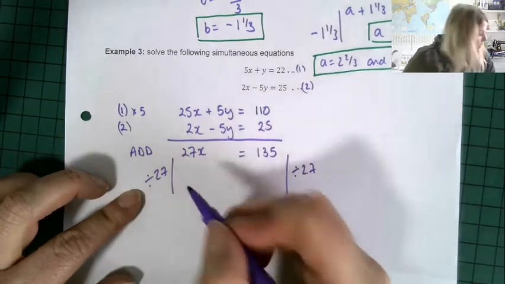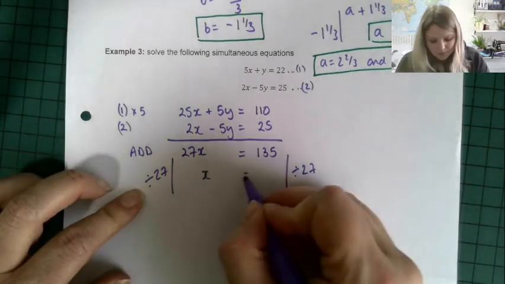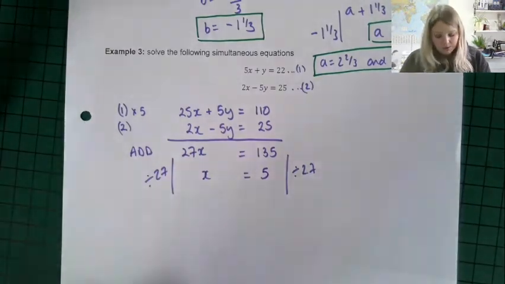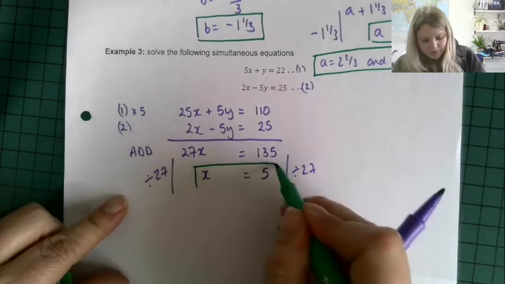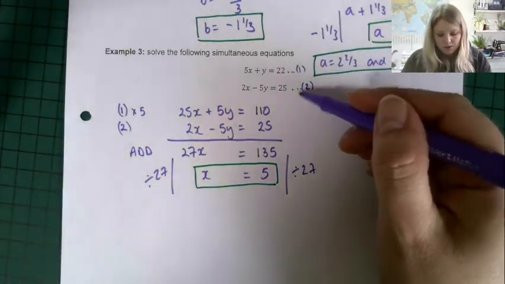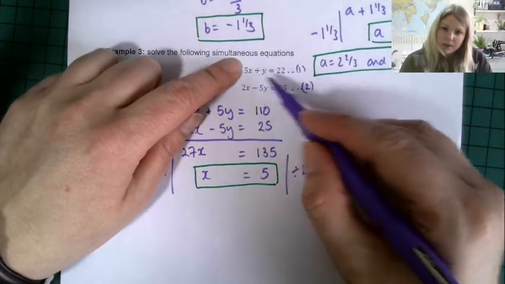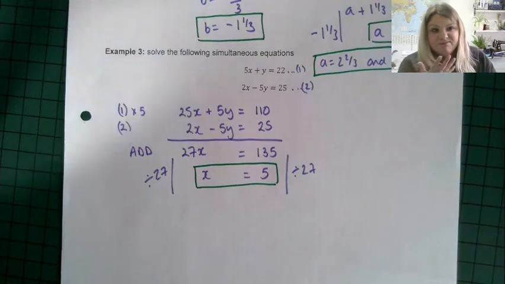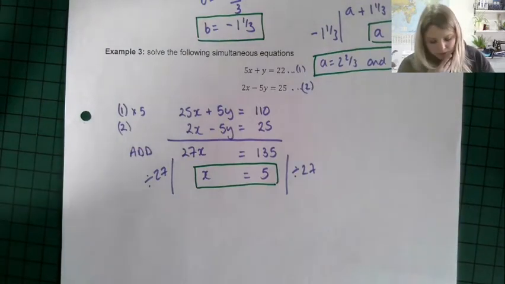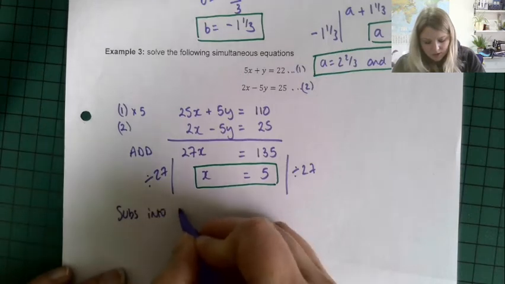I would probably allow you to use a calculator for this. What does that get me? 5. So we've got one of them, x is 5. So now we take that and we substitute it into either equation 1 or equation 2. I would probably choose equation 1 in this one just because it's all positives, there's no negatives. And negatives can lead to silly mistakes quite often. So substitute into equation 1.